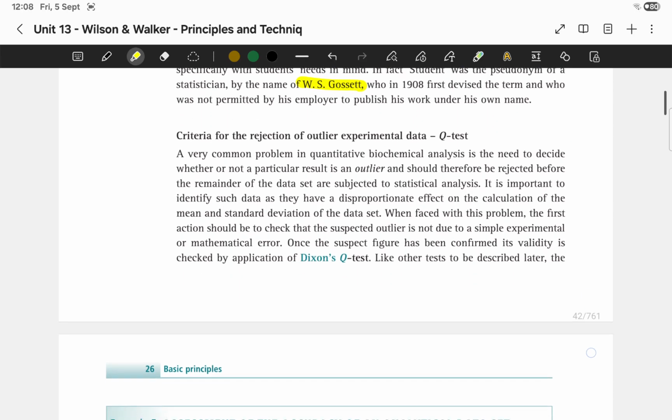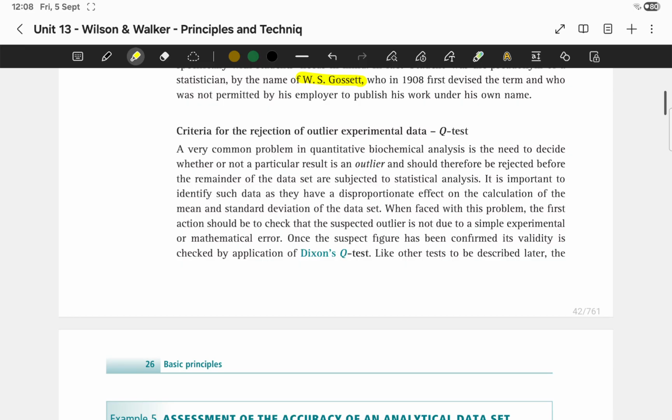Criteria for the rejection of outlier experimental data: the Q-test. A very common problem in quantitative biochemical analysis is the need to decide whether or not a particular result is an outlier and should therefore be rejected before the remainder of the data set is subjected to statistical analysis. It is important to identify such data as they have a disproportionate effect on the calculation of the mean and standard deviation of the data set. When faced with this problem, the first action should be to check that the suspected outlier is not due to an experimental or mathematical error.